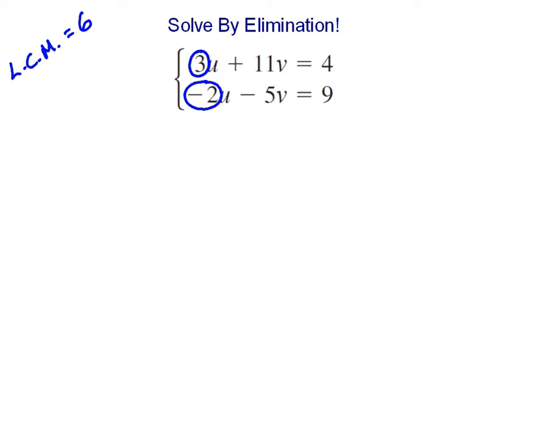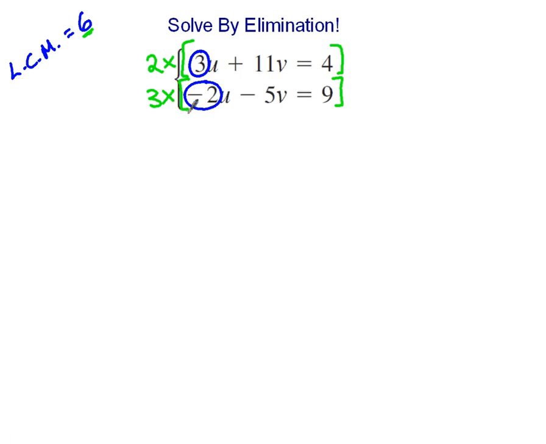Well, if we multiply the first equation by 2, that will make 2 times 3, that'll give us a 6. And if we multiply the second equation by 3, the second equation will have a coefficient of -6 on the u. So that should do it. So how do we find this 2 and this 3? It's just basically whichever number, when you multiply by the 3, will give you the least common multiple, which is 6. Okay, but we can't just multiply the one thing. We have to multiply the entire equation by these numbers because we want to keep the equations balanced.